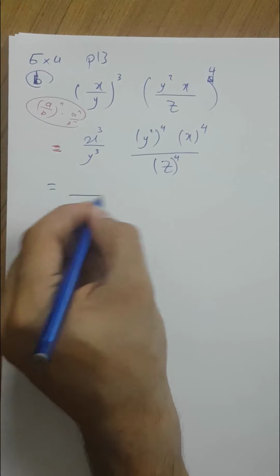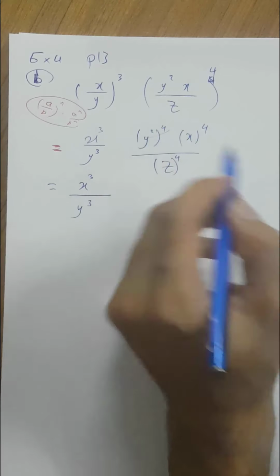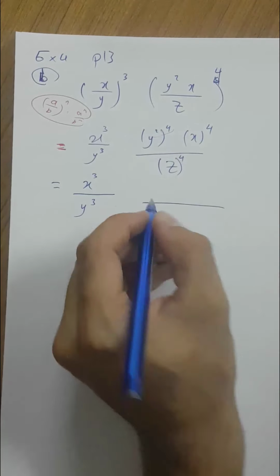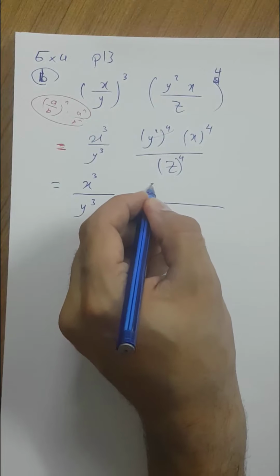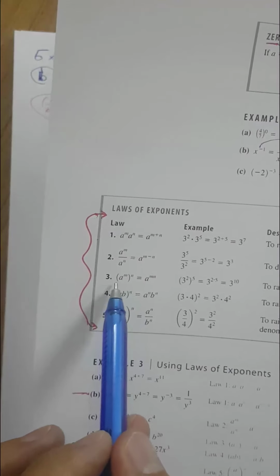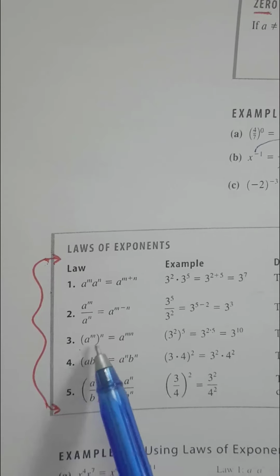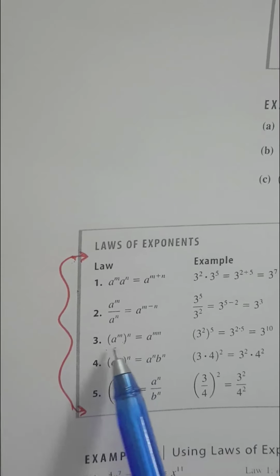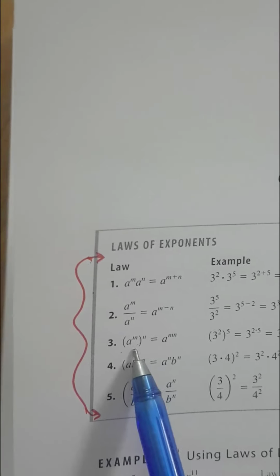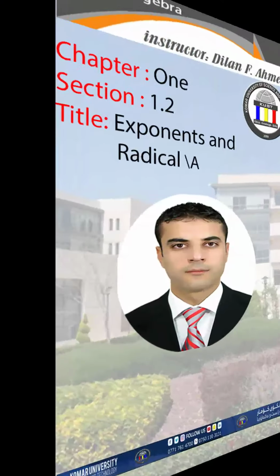Now this one is equal to x cubed over y cubed. And this one, by which rule should we multiply or add? It is equal to 2 multiplied by 4. I don't memorize it, but you can check it by the third rule. By the third rule, if you have brackets with an exponent, we should multiply the exponents.